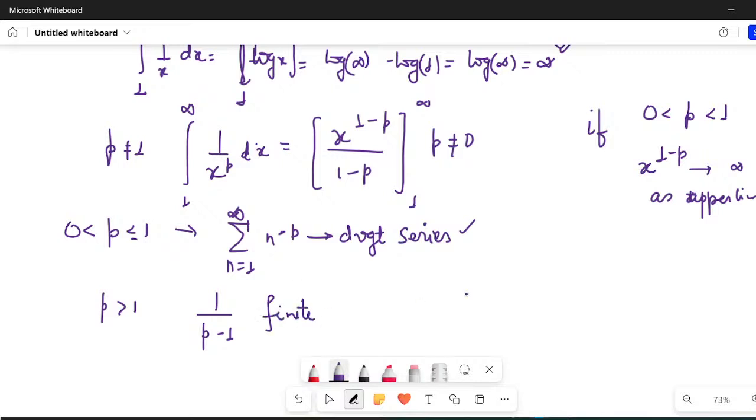So you can write that the summation n equals 1 to infinity of n to the power minus p, which is nothing but your Riemann zeta function, is convergent only if p is greater than 1. This is what we have found from the comparison test also. This is what we have found from Cauchy's integral test also. I hope it is clear.